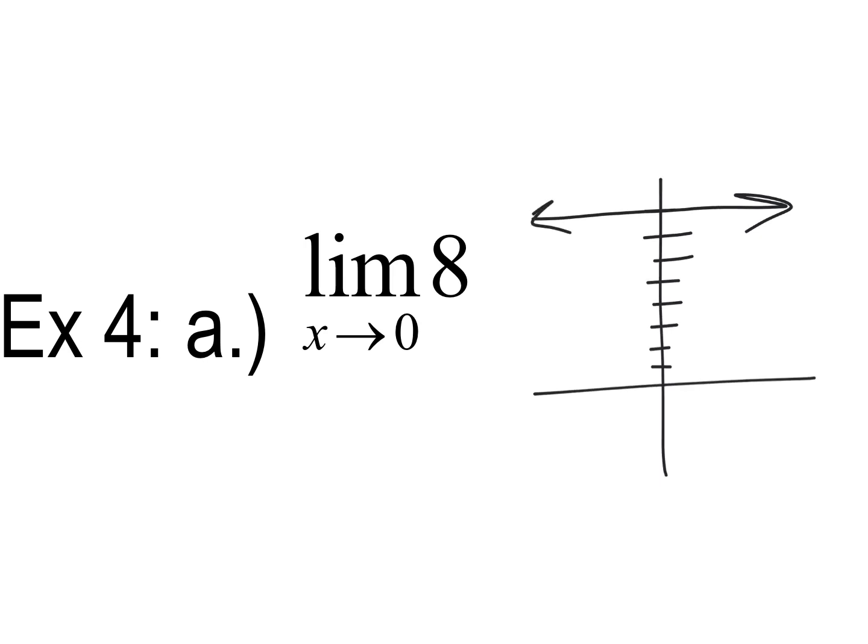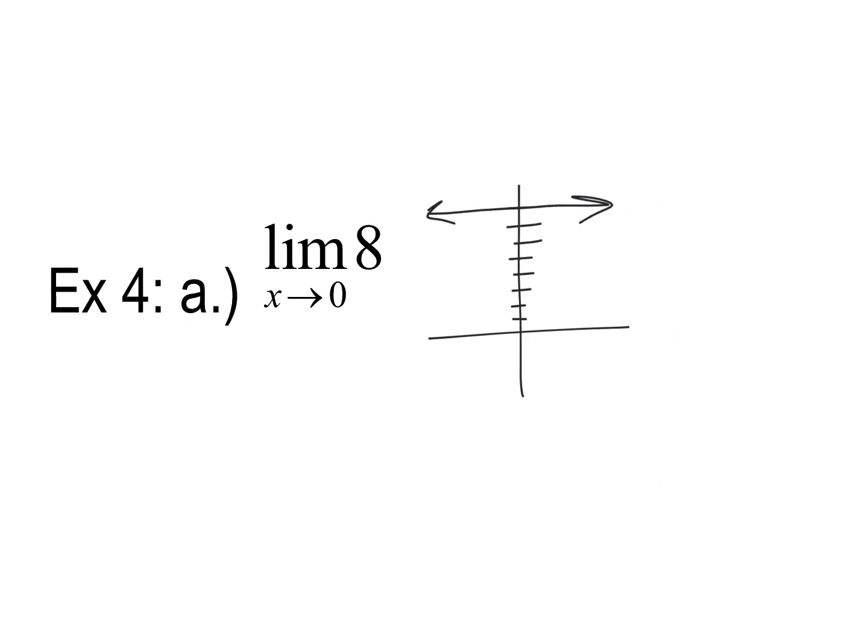So when you plug in 0 to nothing, the answer is always 8. When you plug in 1, the answer is 8. When you plug in 17, the answer is 8. So no matter what, this limit is 8.